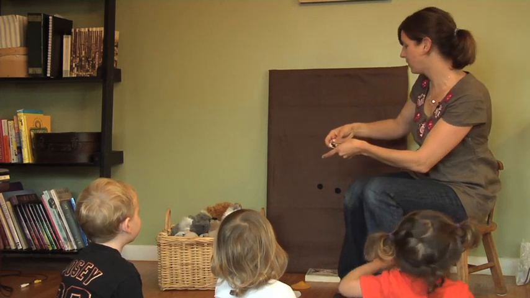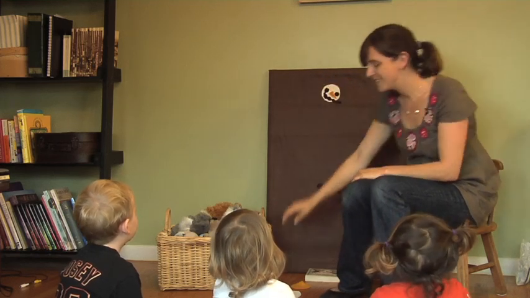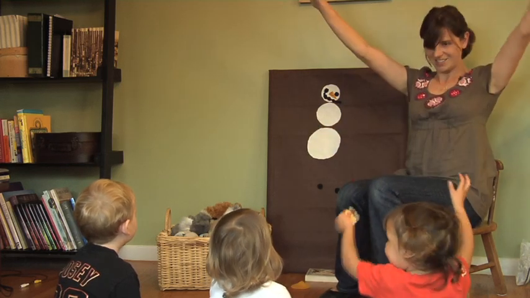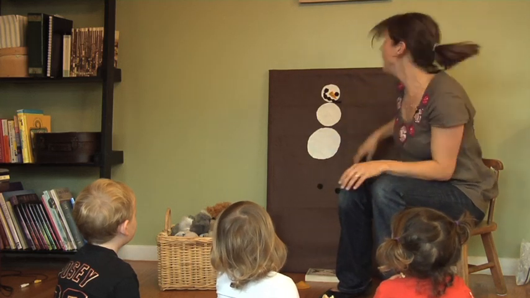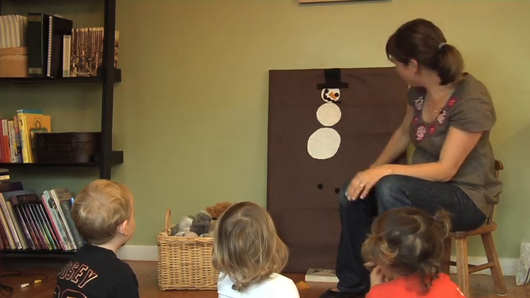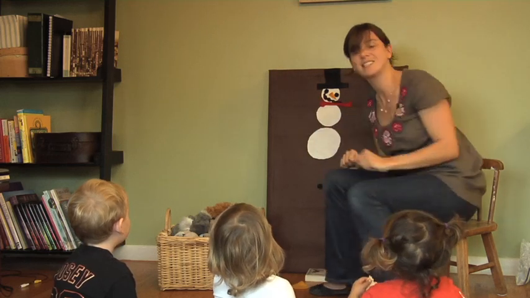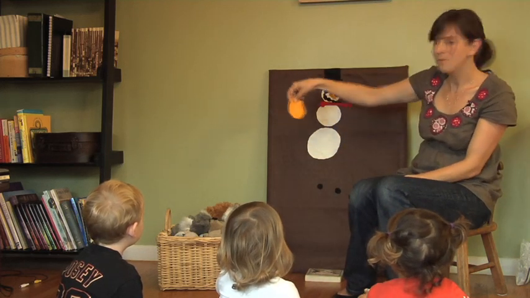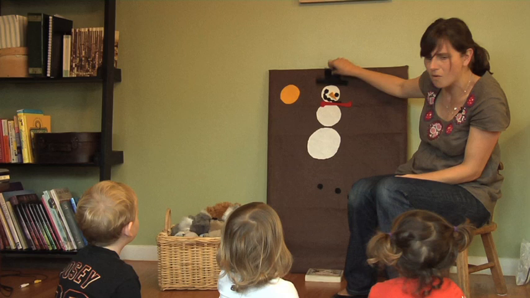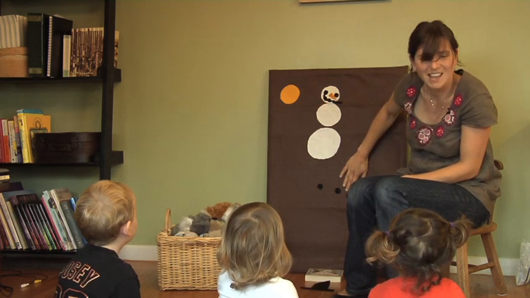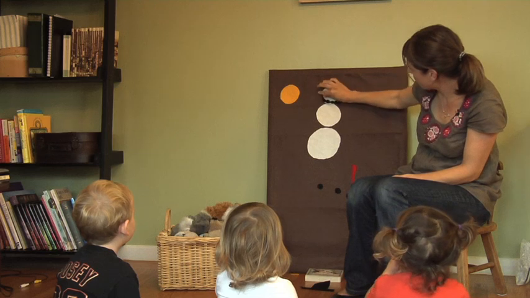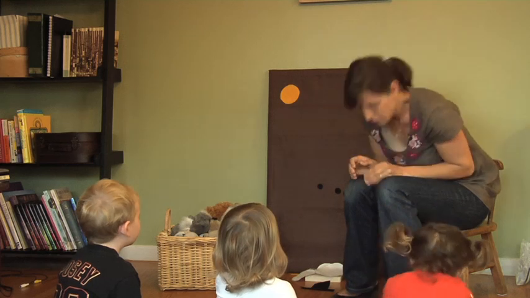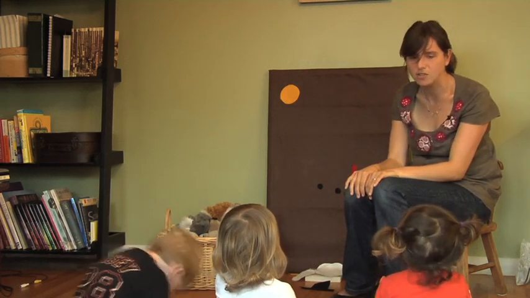Here we go. Once there was a snowman, snowman, snowman. Once there was a snowman and he was tall. Let's do it one more time. Once there was a snowman, snowman, snowman. Once there was a snowman and he was tall. Uh-oh. Then out came the sun. Oh no. Then in the sun he melted, melted, melted. In the sun he melted. Then he was small. Oh, poor snowman.